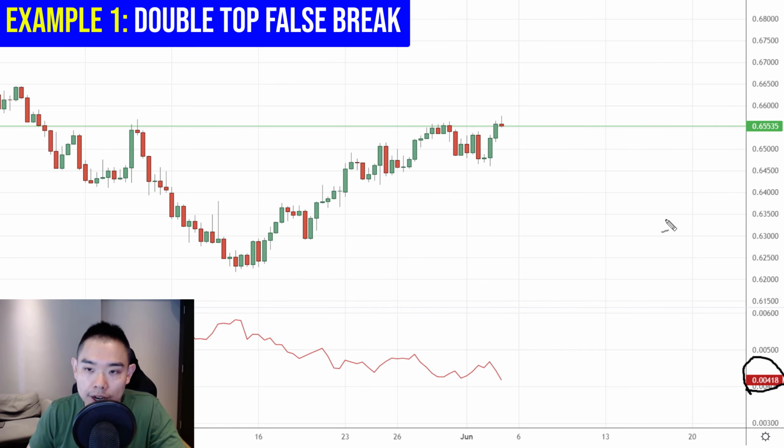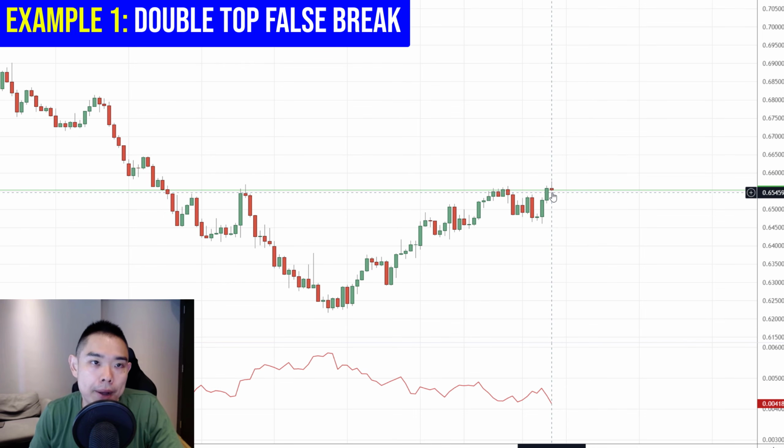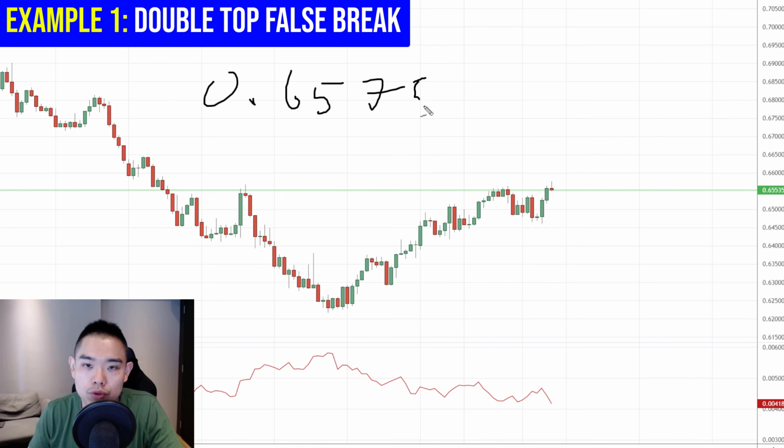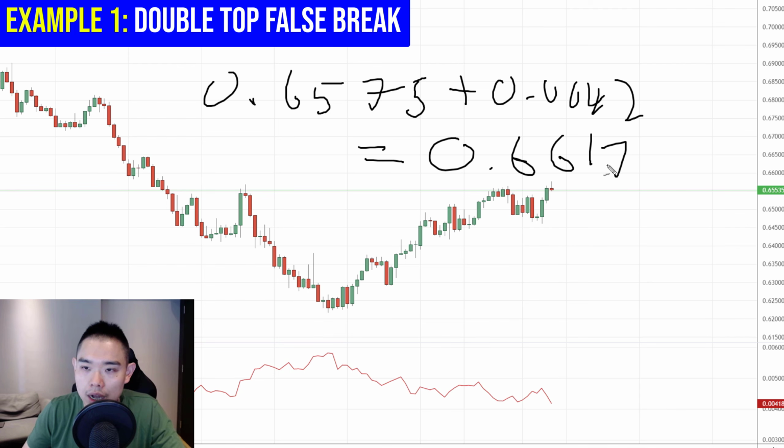So what you're going to do is find out the high of this candle over here, and then you add on 42 pips. I'm going to get my trusty calculator. The high of this candle shown on TradingView is about 0.6575. I'm going to add 42 pips to it, so plus 0.0042, and that gives me a value of 0.6617. How do I get this value 0.0042? Again, it's over here. This is the 20 period ATR. How do I get 0.6575? Again, that's simply the high of this candle over here.